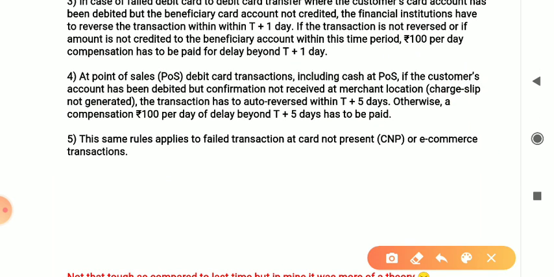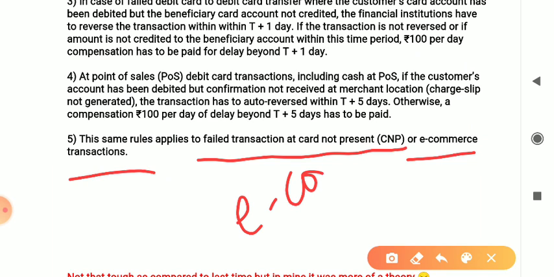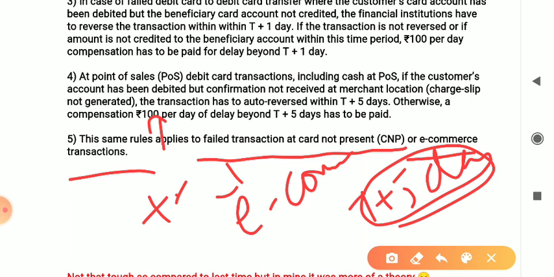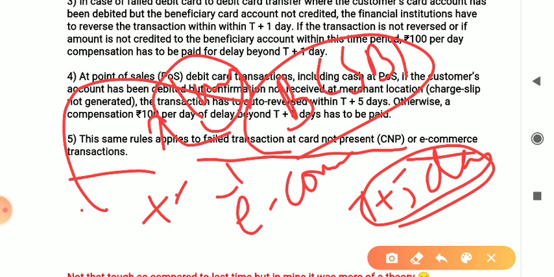सो दिस सेम रूल अप्लाइज टू द फेल्ड ट्रांजेक्शन्स एट कार्ड नॉट प्रेजेंट और ई-कॉमर्स ट्रांजेक्शन्स. सो ये सेम रूल अप्लाइड रहता है आपका ई-कॉमर्स के लिए. कौन सा रूल, ये वाला रूल, दैट मीन्स T+5 days for this, right? So these are some important points regarding the BCSBI, right? So hopefully it will be helpful for you in the exams.